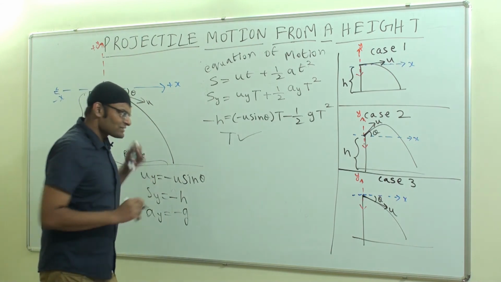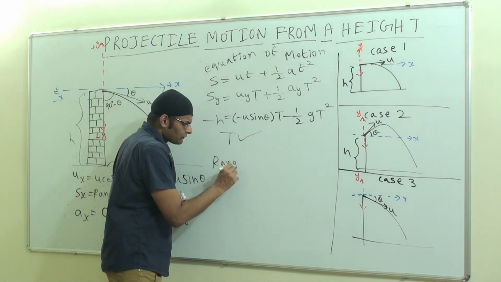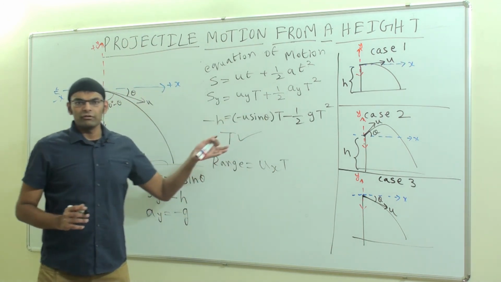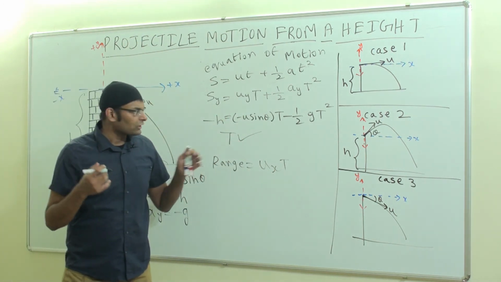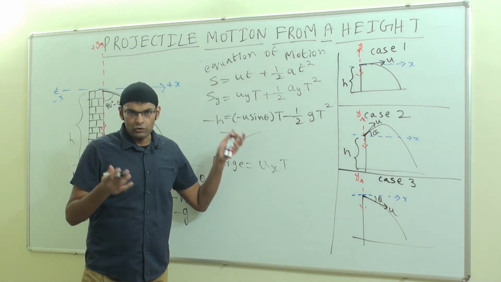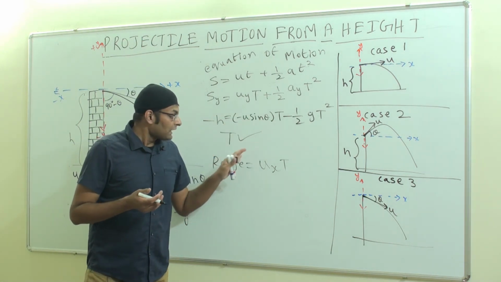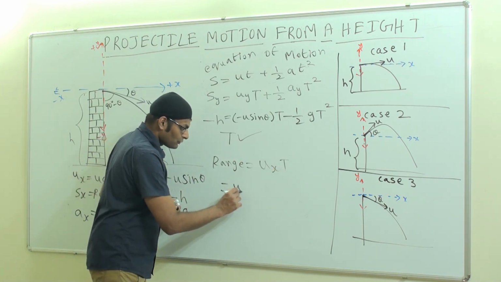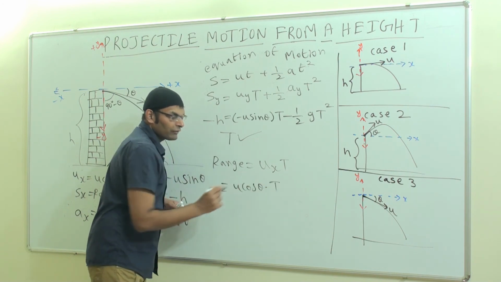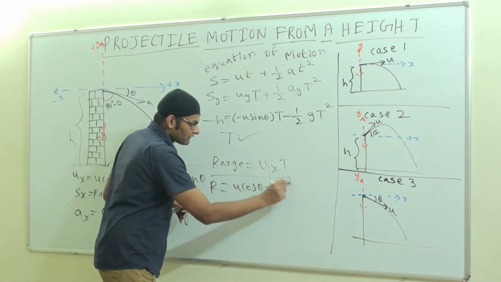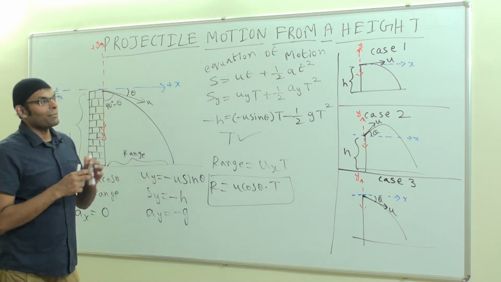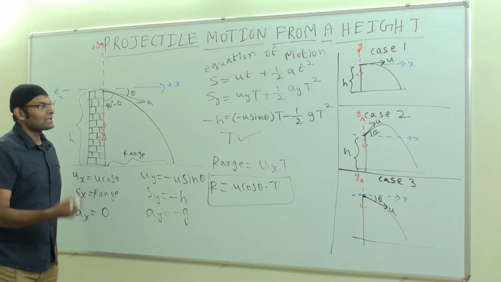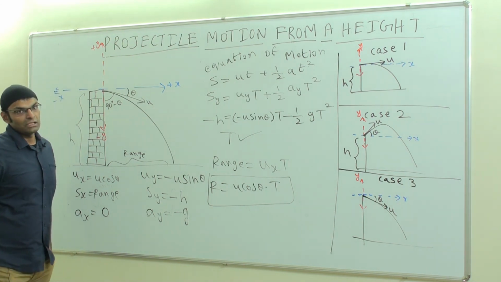Now to calculate range, it's quite simple. Range is equal to ux t. Generally, while solving problems of this type, it will be easy to do the quadratic equations. Here it will be a little bit complex, so I am directly telling that for range, ux is u cos theta into the time of flight, which you get by solving the quadratic equation. So this is the basic theory behind projectile motion from a height. Now let us see the next concept, projectile motion in a moving platform.